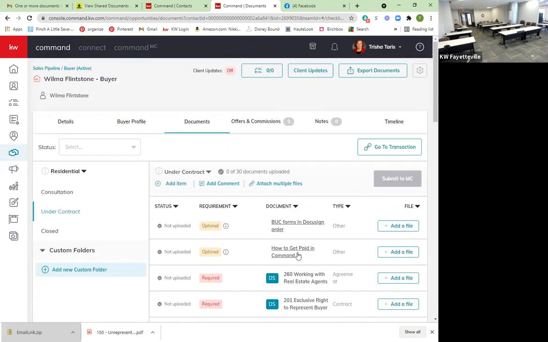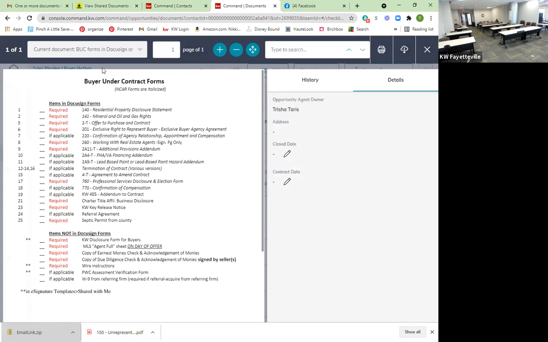up over here. So what we're going to do is look at, okay, here's buyer under contract. That's what BUC is. These are the forms you're going to need. The ones that are in red are required. So your property disclosure statement from the house that you're writing an offer on.